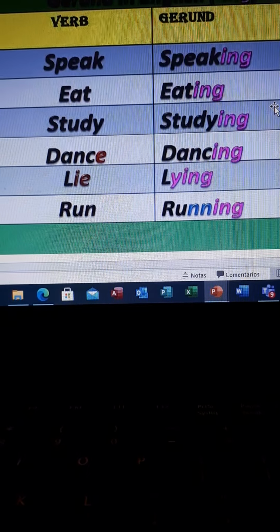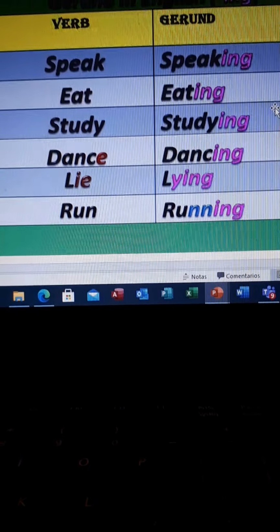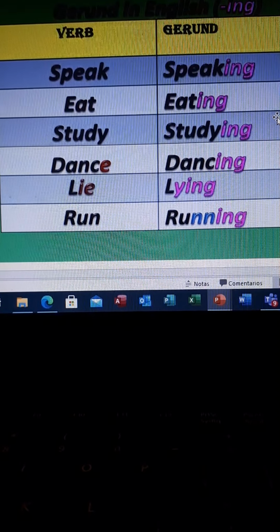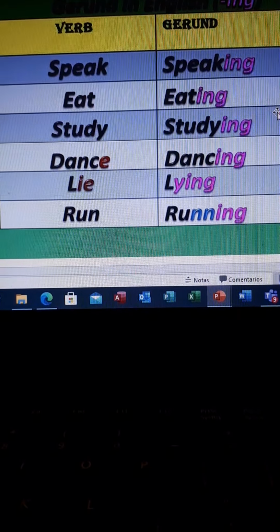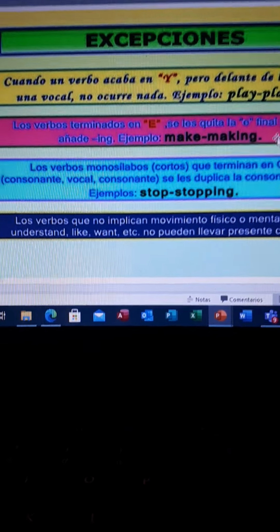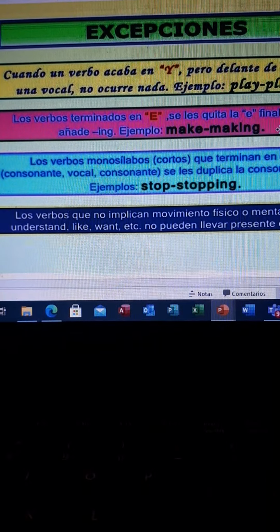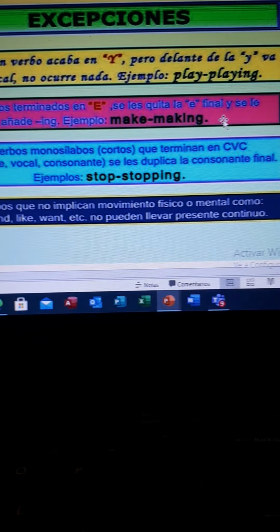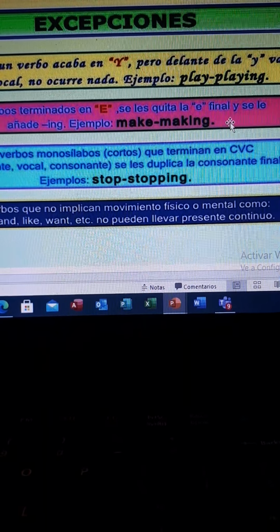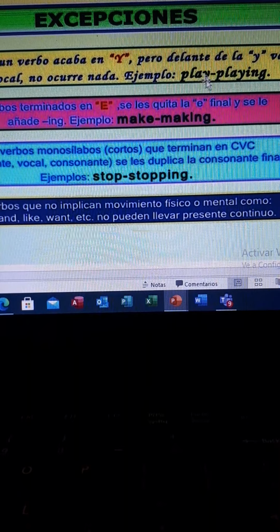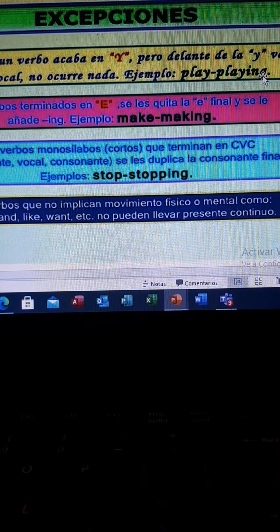So remember how each one of the verbs is written, so you can know how you are going to add ing. We have some exceptions. For example, when it is an action that ends in y, for example, play or stay, that has a letter A before the y, you have to add ing.